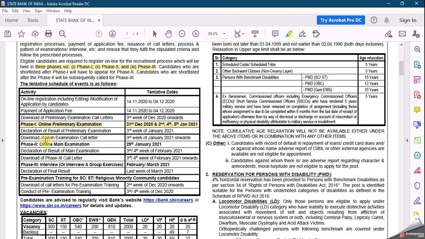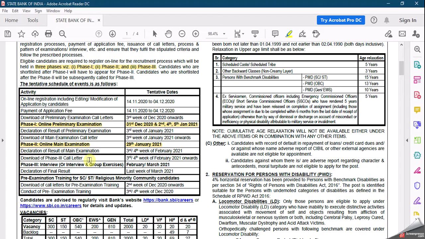Then you can download your main examination call letter from the third week of January itself. That means if you have qualified the prelims, in the same week your call letter for the mains examination will be made available. Phase 2 online examination will be held on 29th January 2021. Again, the result of the main examination will be declared in the third or fourth week of February 2021.